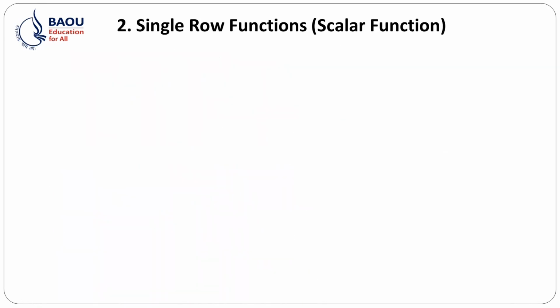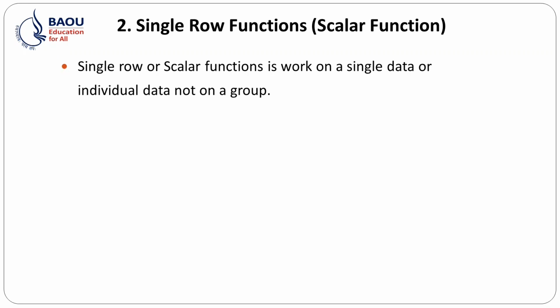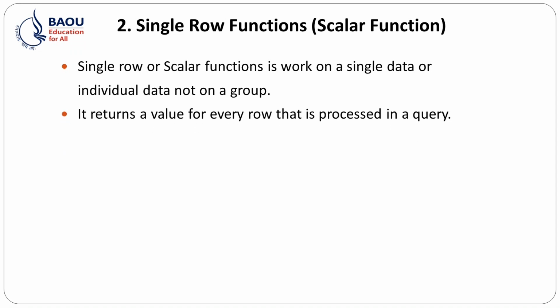Now, the single row function, or scalar function, works on a single value or individual data, not on a group. It is used only on single data, not on a group. It returns a value for every row that is processed in the query.